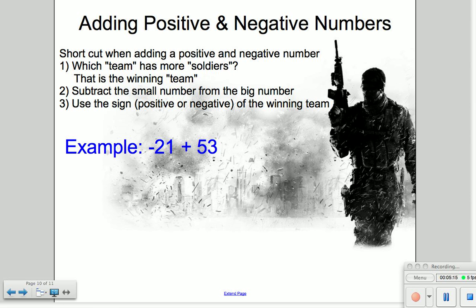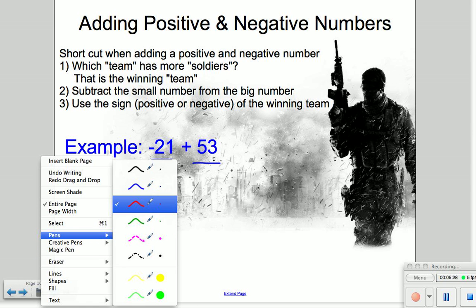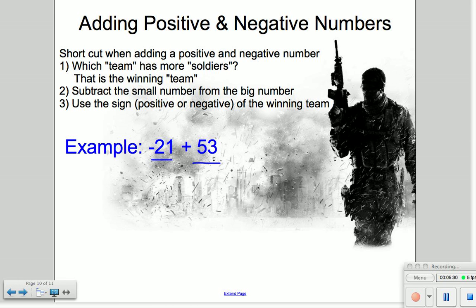If you look at my example right here, I have a team of 21 soldiers in the negative team, and I have a team of 53 soldiers in the positive team. So I automatically know that when I add these together, whichever side has the most men is going to be the winner. So my positives are going to be the winner. They have more men. There's 53 men here, and there's only 21 here. Okay.